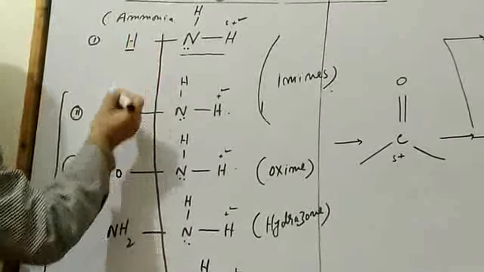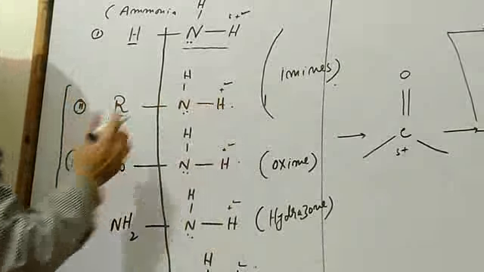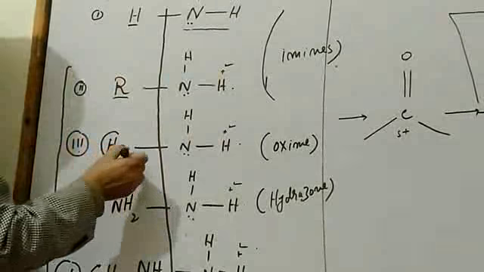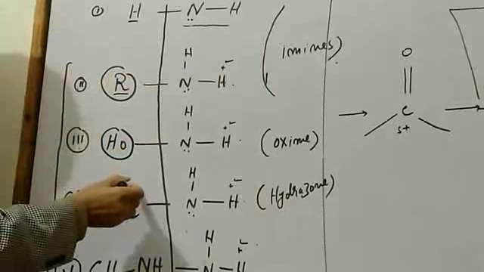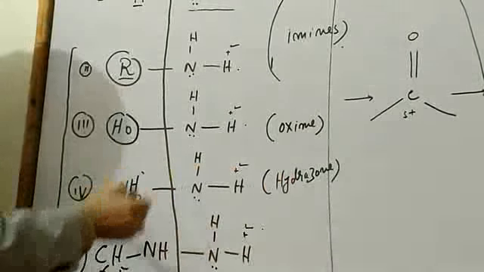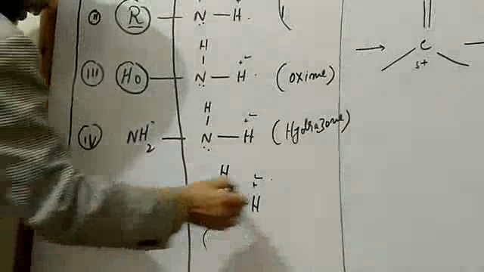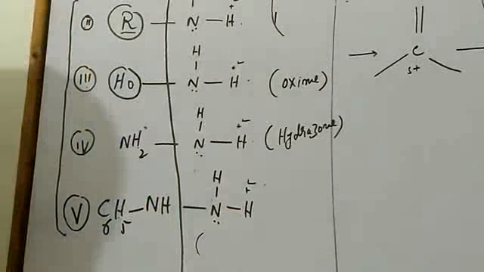How are they obtained? Hydrogen here is replaced by an alkyl group. It is alkyl amine. It is replaced by a hydroxyl group. It is hydroxylamine. It is hydrazine, this one, and this is phenylhydrazine. Phenylhydrazine is the derivative of hydrazine.